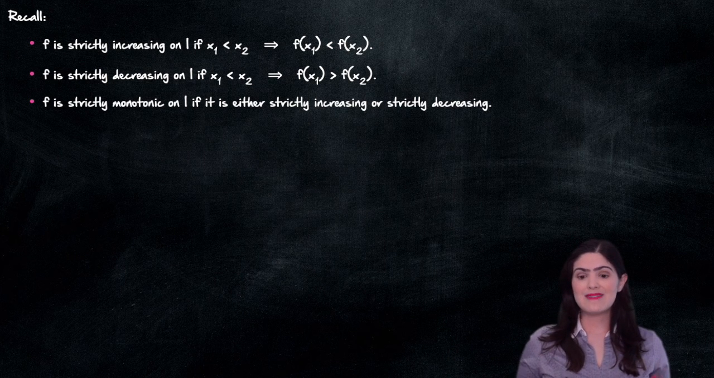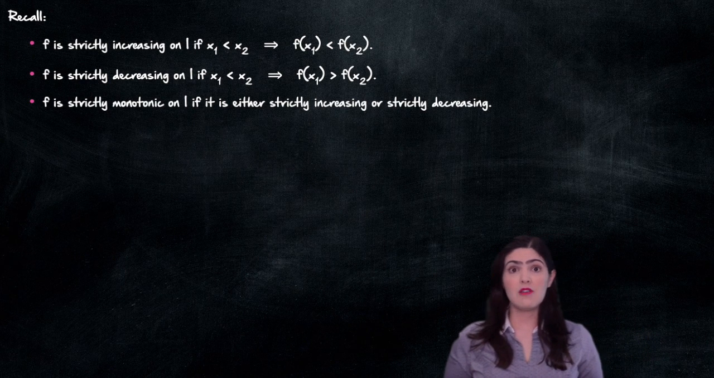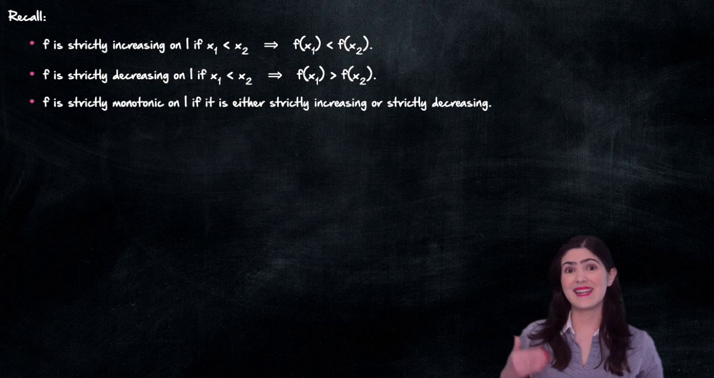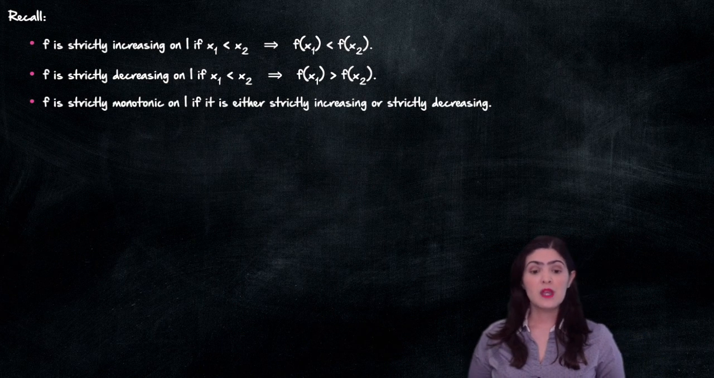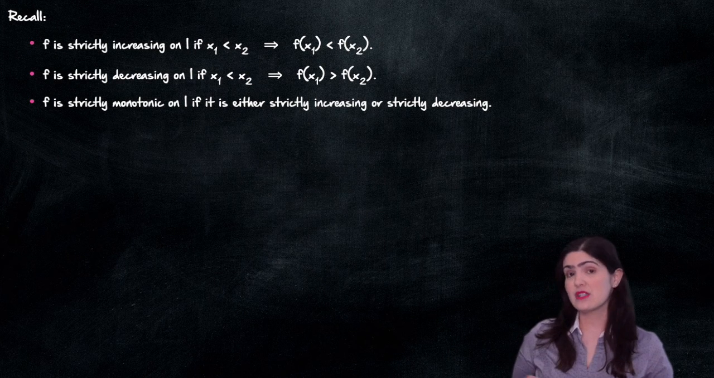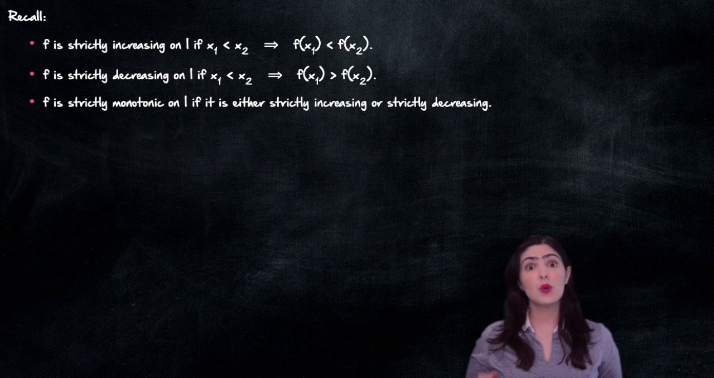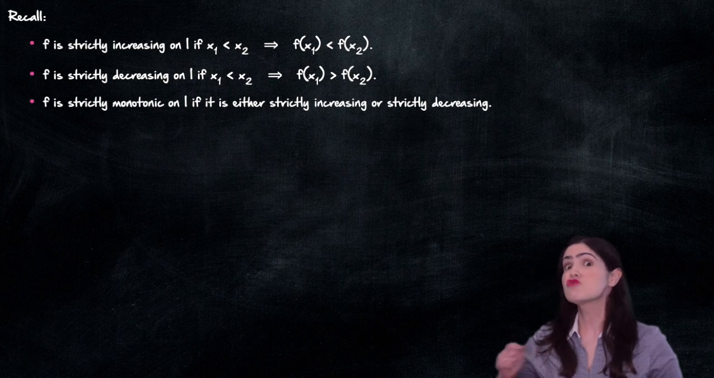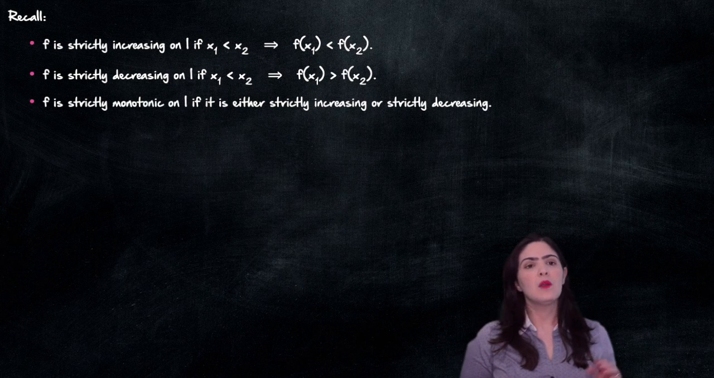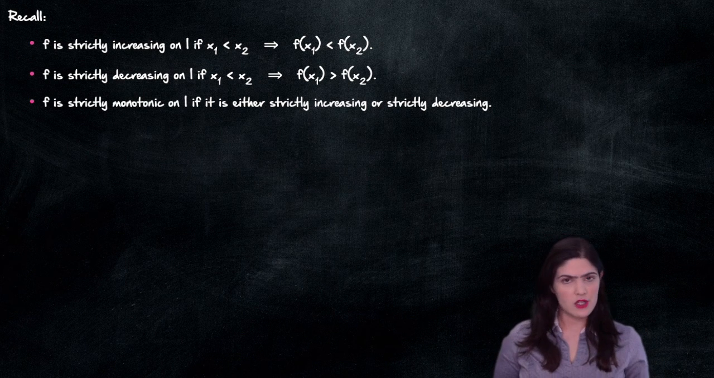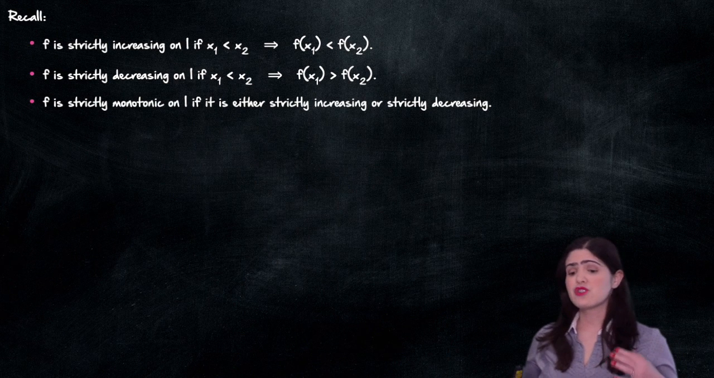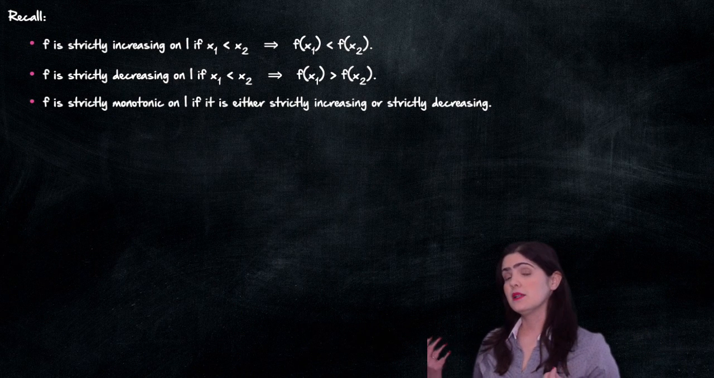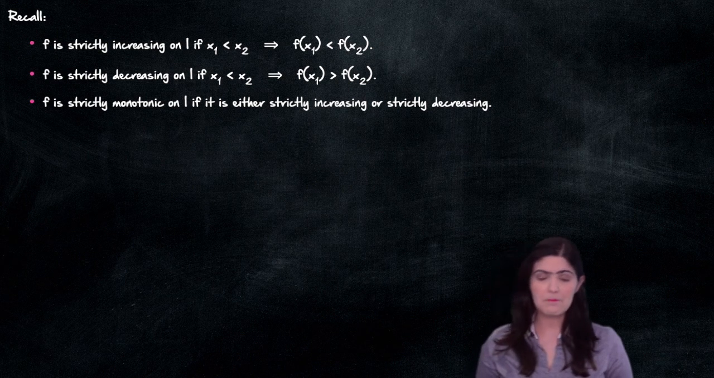We know that f is strictly increasing if x1 less than x2 implies that f of x1 is less than f of x2. We said that f is strictly decreasing if x1 less than x2 implies that f of x1 is greater than f of x2. And we say that f is strictly monotonic on an interval I if it is either strictly increasing or strictly decreasing. Okay?